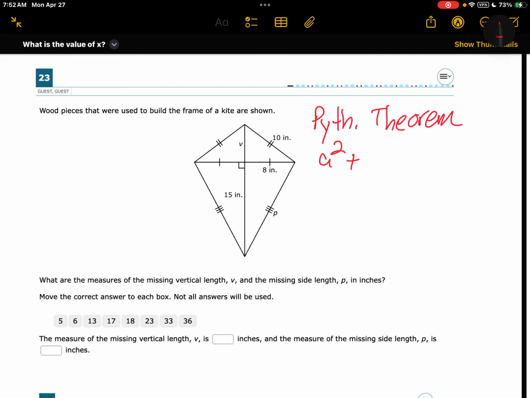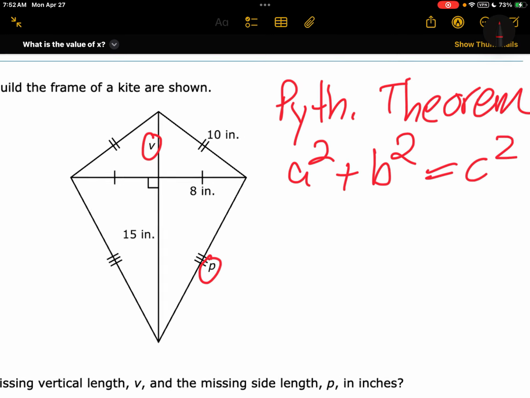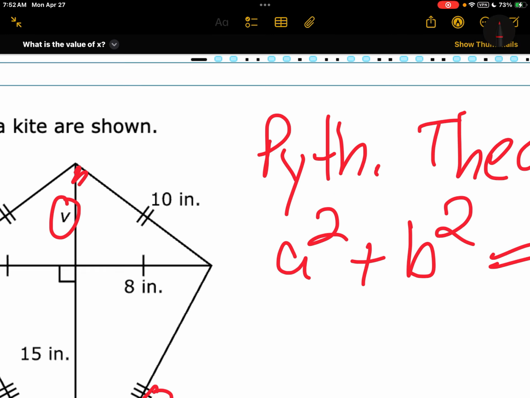A squared plus B squared equals C squared. Okay, so we have two things to do here. We have to figure out what the letter V equals, and we have to figure out the letter P. To do that, we're just going to concentrate on one triangle at a time. So the very first one I'm going to look at is this triangle right here.